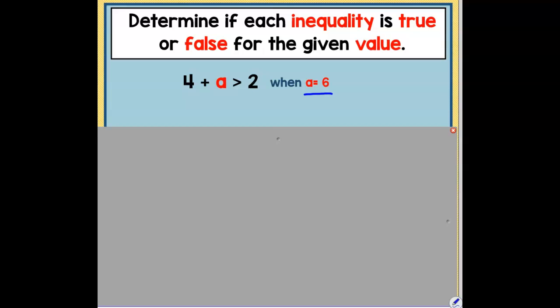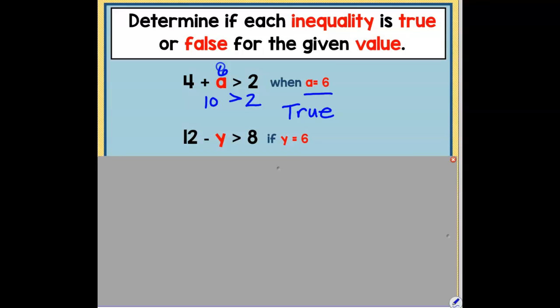Well, if a equals 6, I'm going to substitute a 6 in for my a. 4 plus 6 is going to be 10. I'm going to always rewrite everything. I have to keep my symbol going the same way. I'm just rewriting it. Is 10 greater than 2? It is. So this would be a true statement.